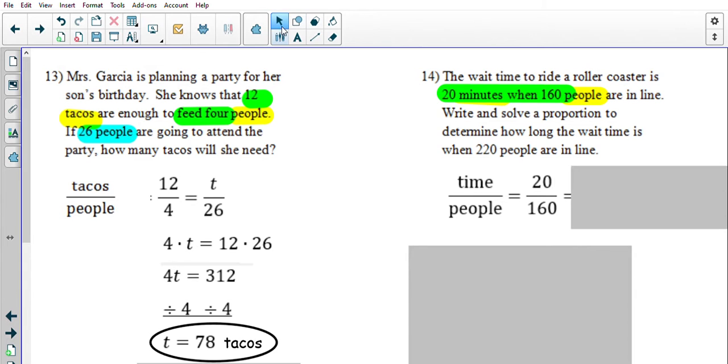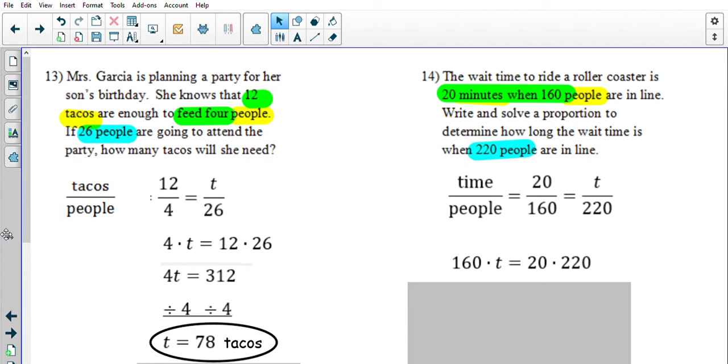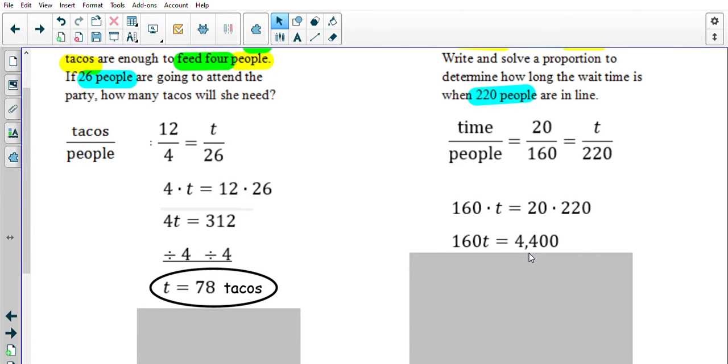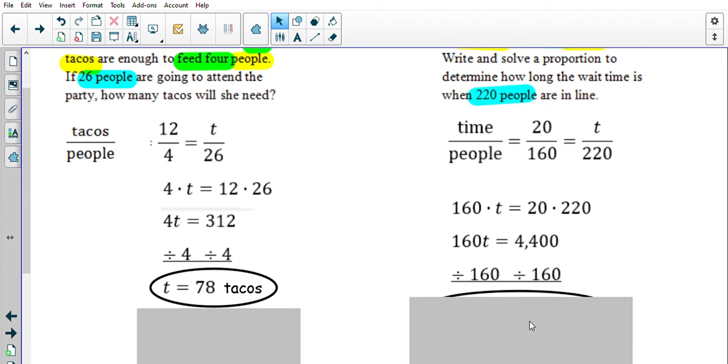And then the other value we have is this 220 people. People are on the bottom in my setup. So I'm going to have a variable over 220. I chose T for time. M for minutes also works. And now once we have it set up, we just cross multiply. 160 times T equals 20 times 220, so 160T equals 4,400. Divide both sides by 160. The amount of time is 27.5 minutes.